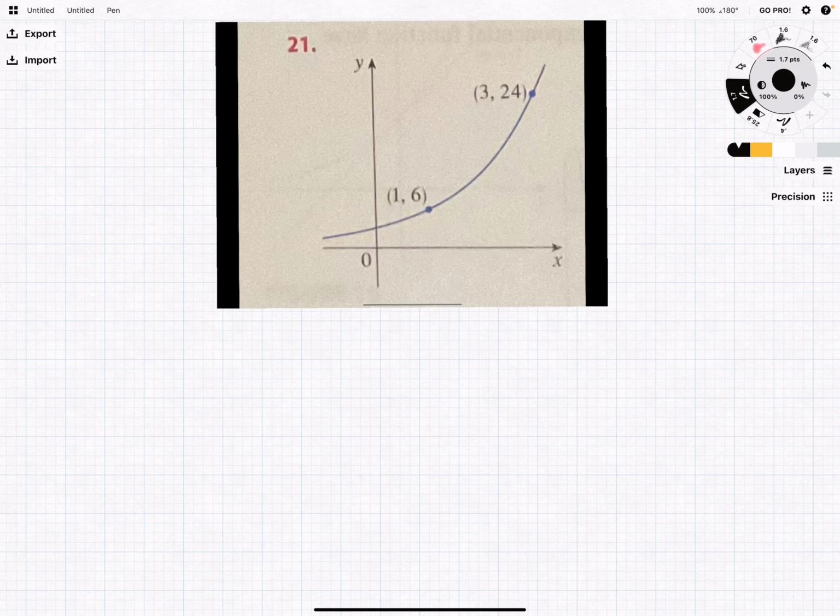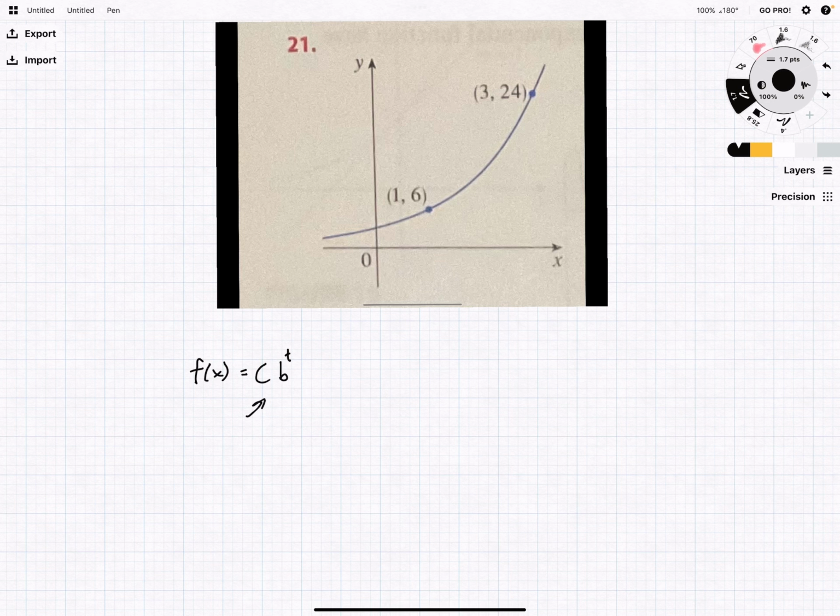This is Stewart Calculus 8th edition, section 1.4, problem number 21. 21 is actually, I think it's a really fun problem. It was kind of interesting when I first came across it because I thought, really, how could you possibly get some f of x equals c, some constant c, times b to the t? How could I possibly find values c and b with only 2 points of an exponential curve?